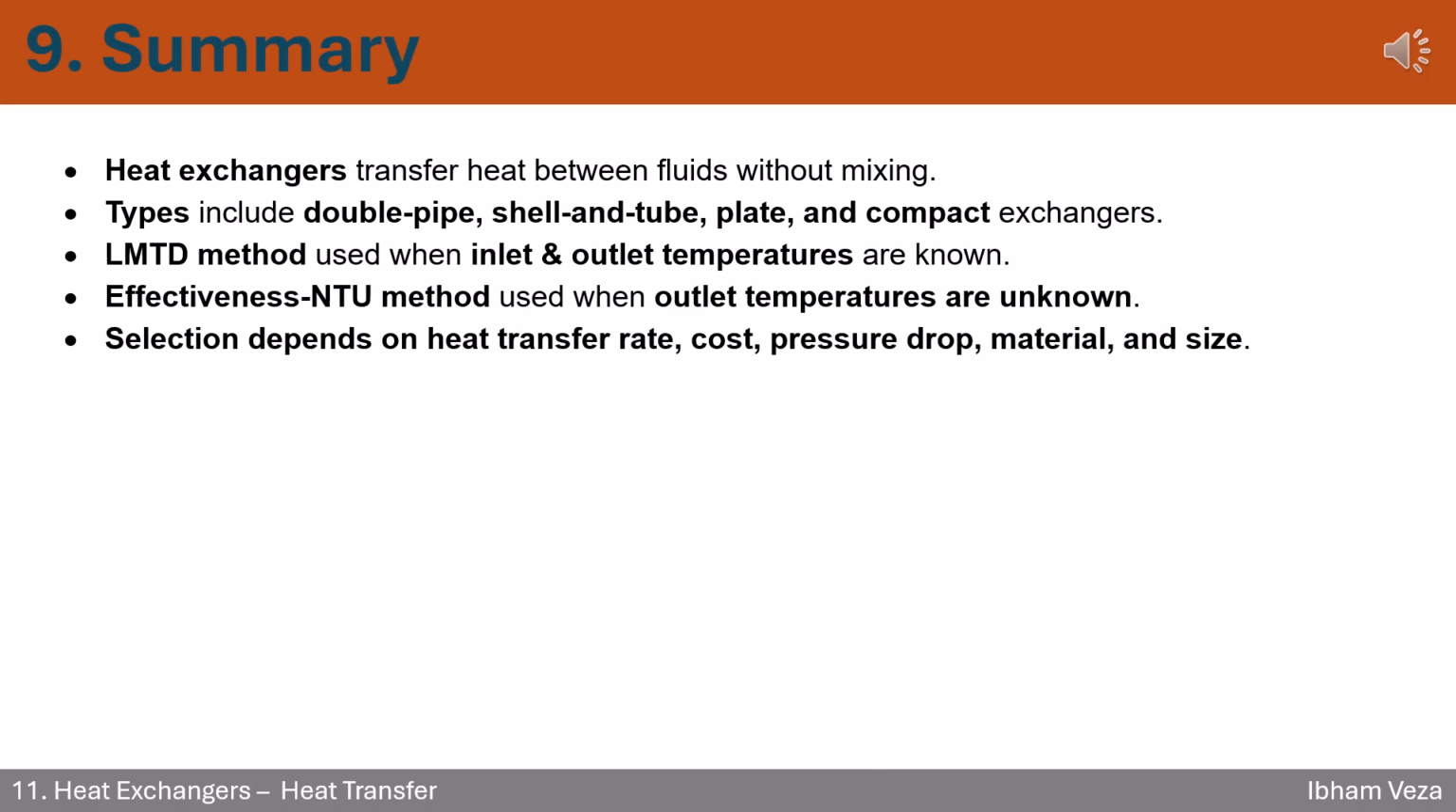9. Summary. Let's wrap it up with a quick recap, keeping it simple and clear. Heat exchangers transfer heat between fluids while keeping them separate, playing a huge role in many industries. You've learned about the main types, from basic double pipe to industrial shell and tube and high-efficiency plate exchangers. When temperatures are known, use LMTD. It's direct and practical. When temperatures are unknown, the effectiveness NTU method guides you based on system limitations.